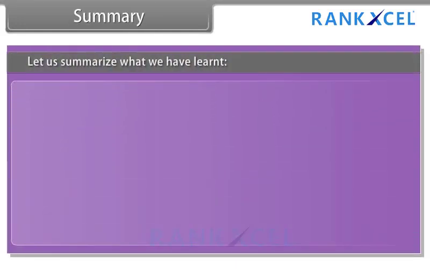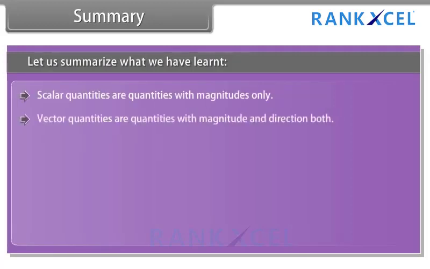Summary. Let us summarize what we have learnt. Scalar quantities are quantities with magnitude only. Vector quantities are quantities with magnitude and direction both.